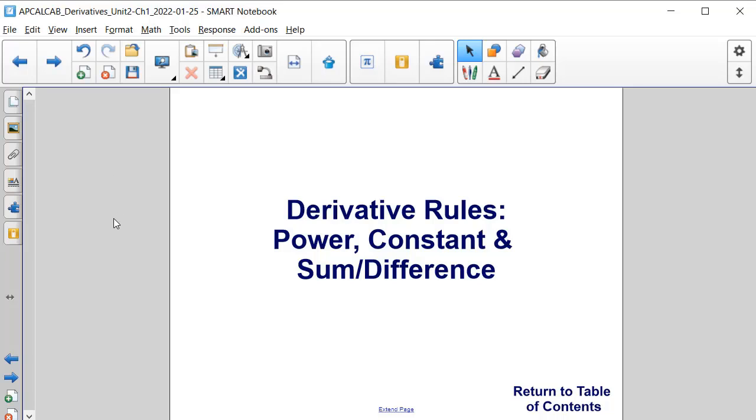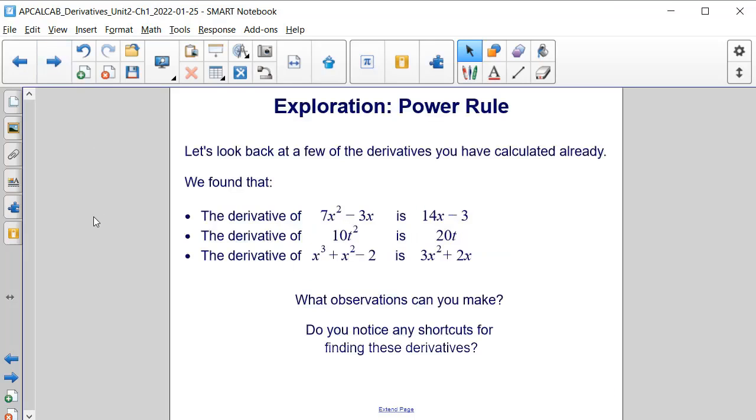Derivative rules: power, constant, and sum or difference. Let's look back at a few of the derivatives that we have calculated already.